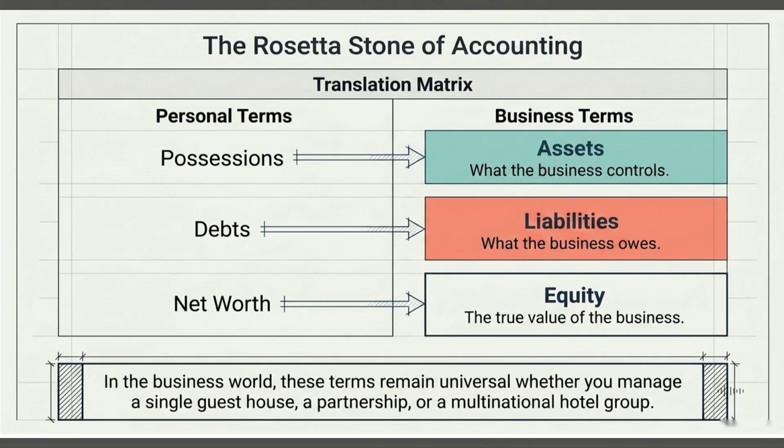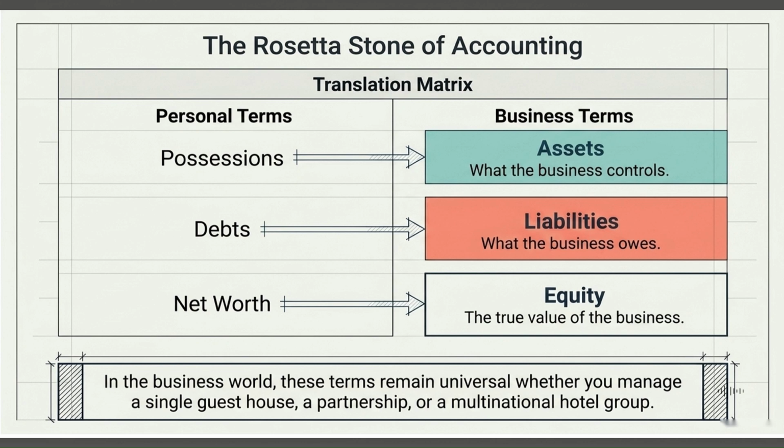Think of this slide as the Rosetta Stone of accounting. The same three ideas in two languages, slide by slide. In the personal language, you have possessions. In the business language, we call those assets. And notice the definition attached to it: what the business controls, not what it owns. Control, not ownership. Hold that distinction because we will come back to it in a few slides, and it is one of the sharpest edges in this unit.